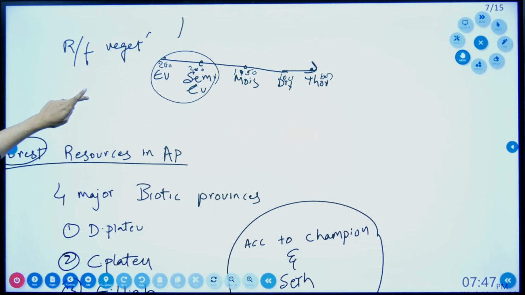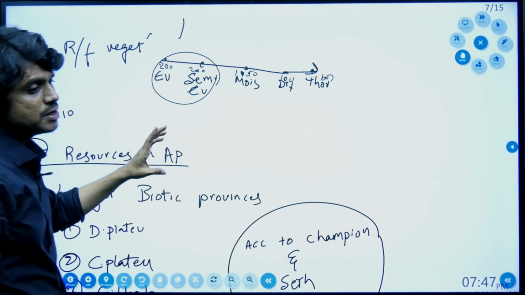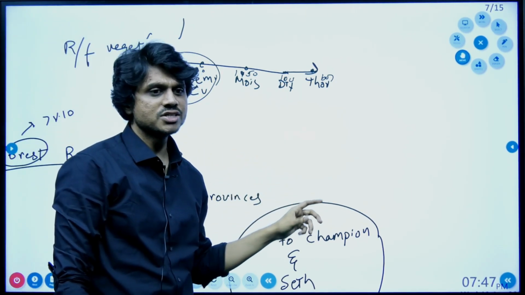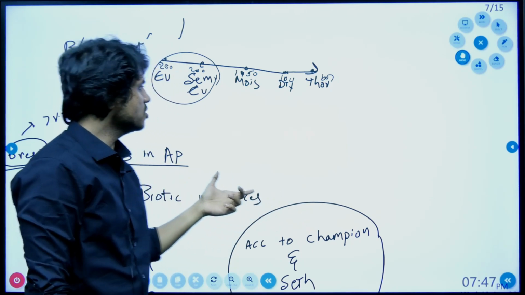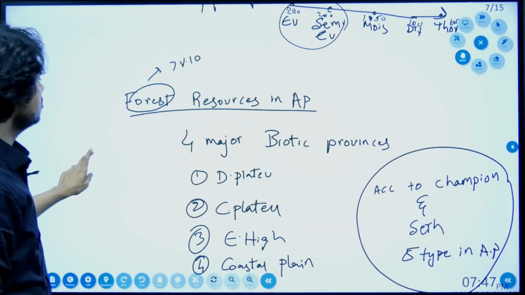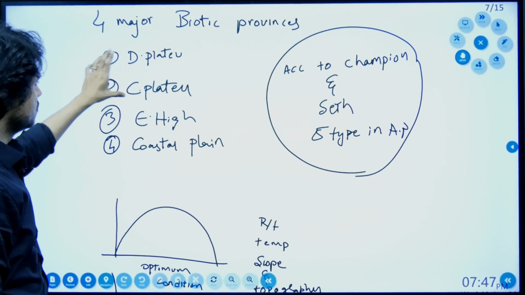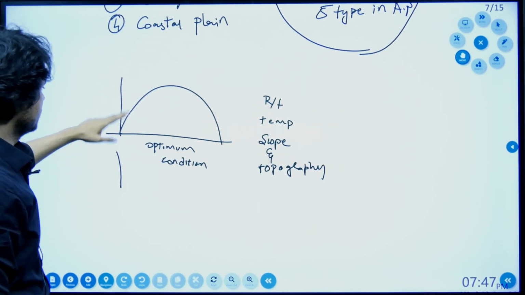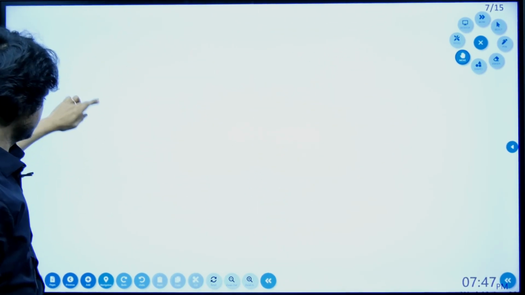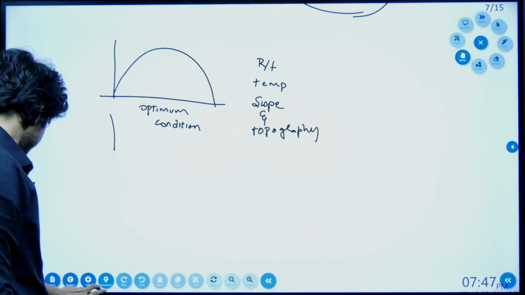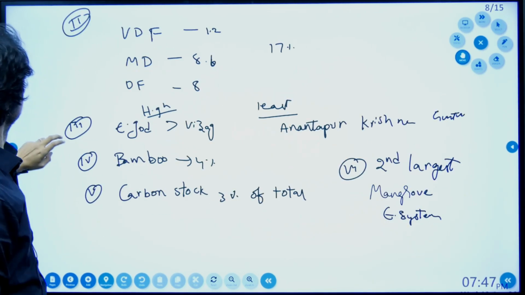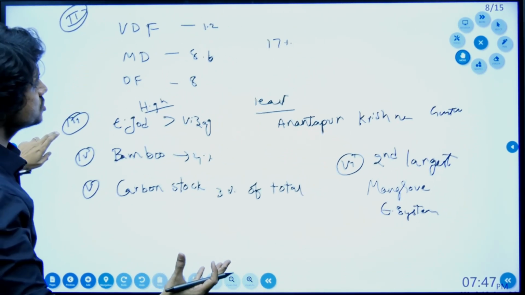So, rainfall and vegetation. Now if they are asking you only simply the vegetation, that would be enough. Since they are asking you forest resource, let's add a few more points. This is the forest resource. I will talk about this thing later. Yeah, forest as a resource they are talking about.